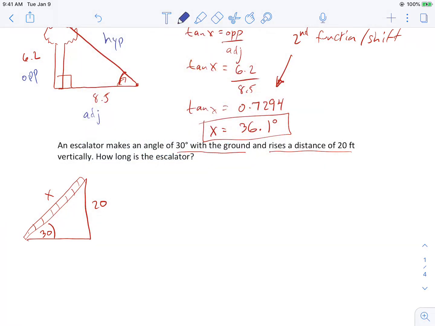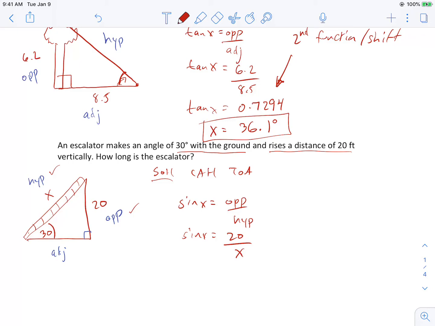So let's label this thing. Here's my right angle, the opposite, the adjacent, and the hypotenuse. And now we've got to figure out what we are going to use. So if we have SOHCAHTOA, well, I definitely need my hypotenuse and I need my opposite. Those are the two things that I'm interested in. So what has opposite and hypotenuse in it? That would be SO, or sine. So we use sine x equals opposite over hypotenuse. Sine x equals 20 over x.